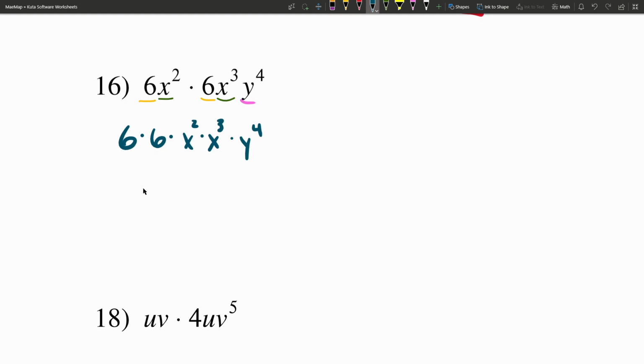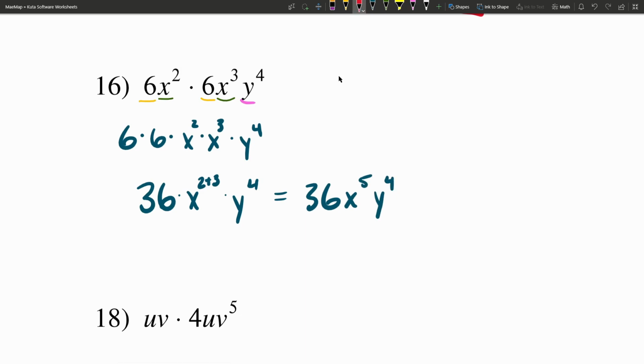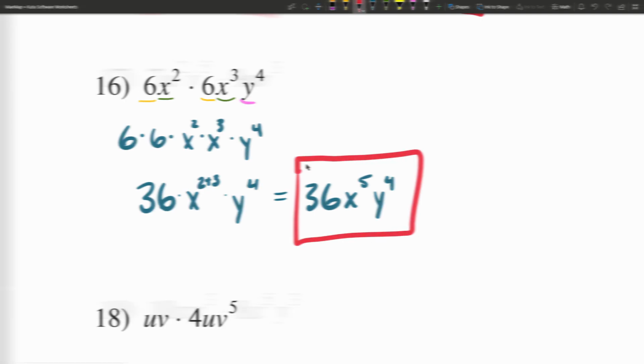So 6 times 6 is going to be 36. x squared times x cubed is x to the 2 plus 3. And then times y to the 4th. So this is going to simplify to 36 times x to the 2 plus 3, which is x to the 5th, times y to the 4th. 36 times x to the 5th times y to the 4th is my solution for number 16.